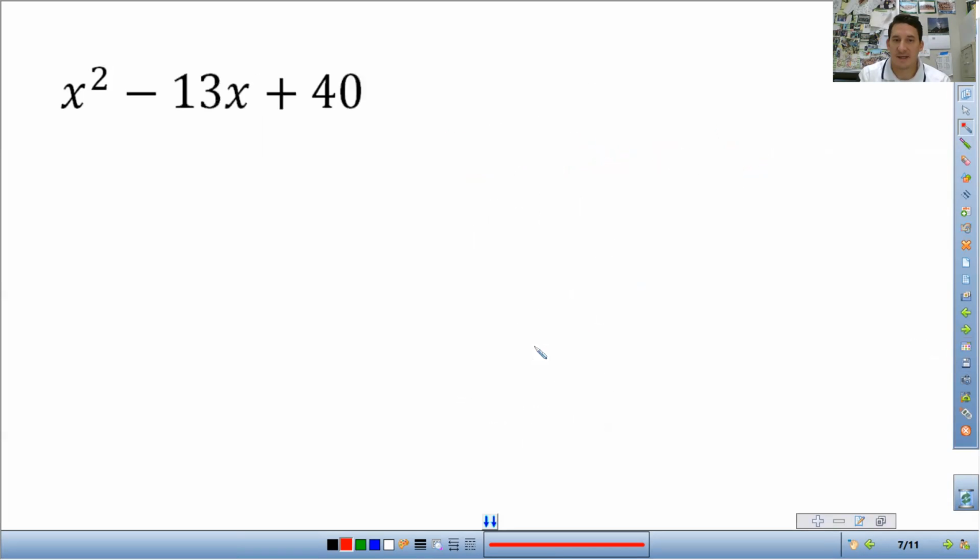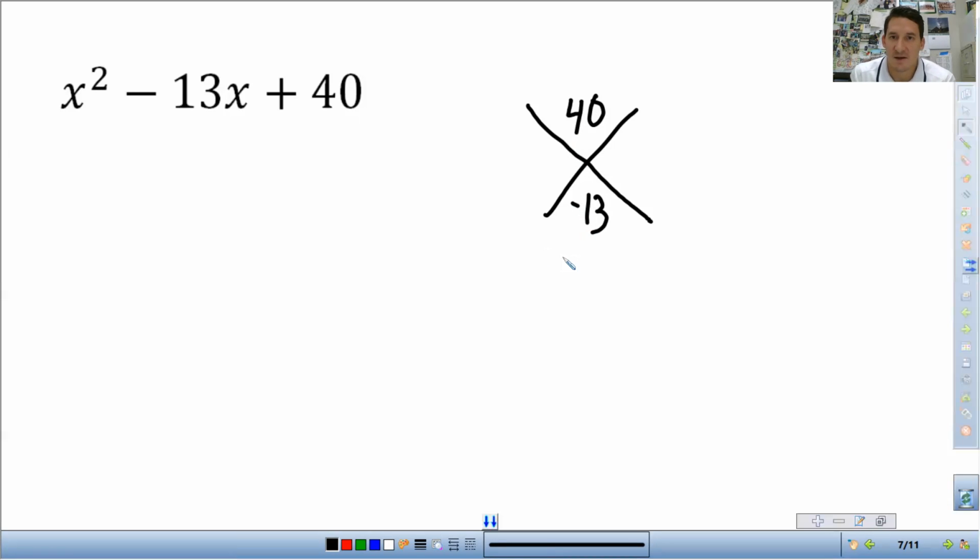All right, so let's look at another example here. We're going to do positive 40 on top, negative 13 on bottom. Factors of positive 40 that add to negative 13.